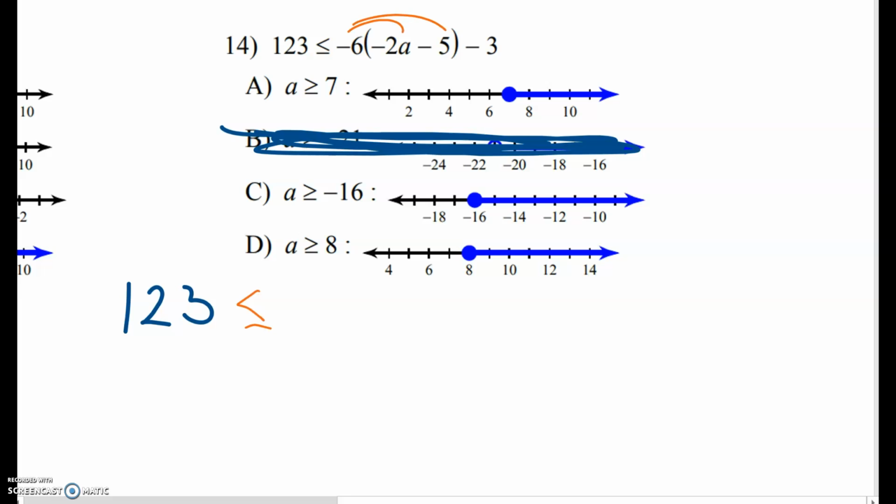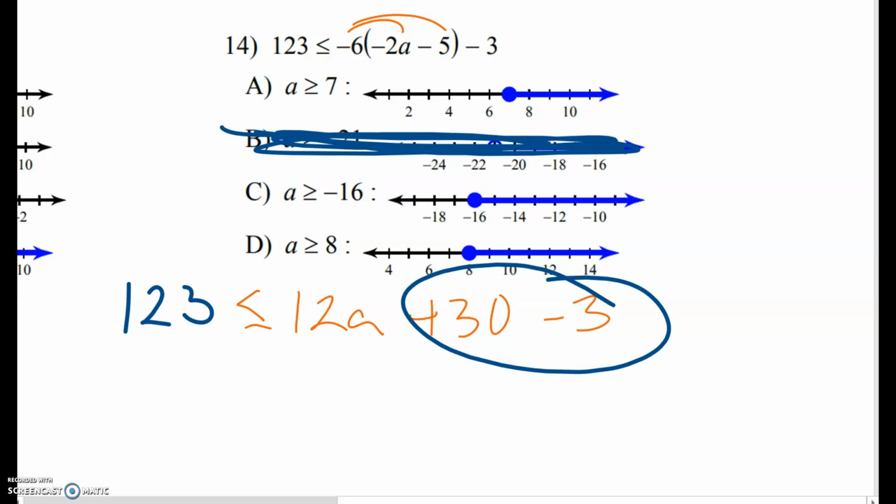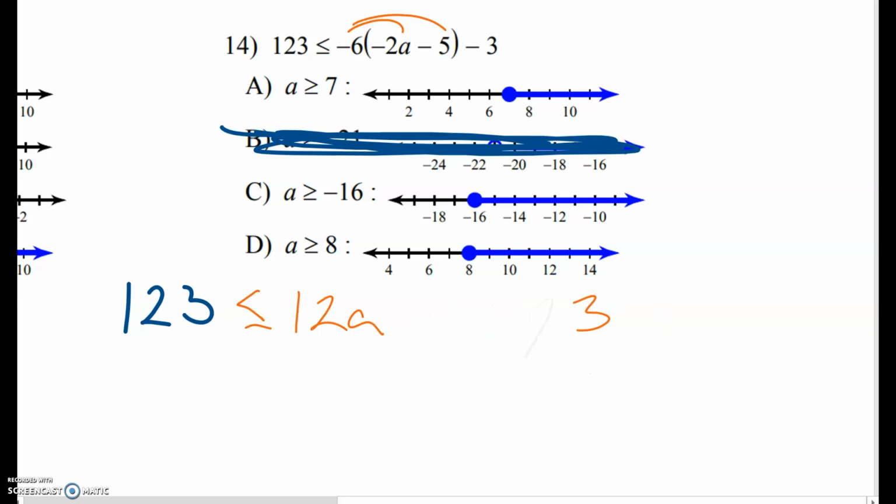We're going to distribute our negative 6. We get 12a. We get positive 30. And then the minus 3 on the outside. Well, guys, if I look at this right here, 30 minus 3 is 27. So let's just go ahead and write that. Now, here's my variable. I want to keep what's close to the variable and get rid of what's far. So I'm going to get rid of the 27. So I'm going to take away 27. Okay, 123 minus 27 is 96.